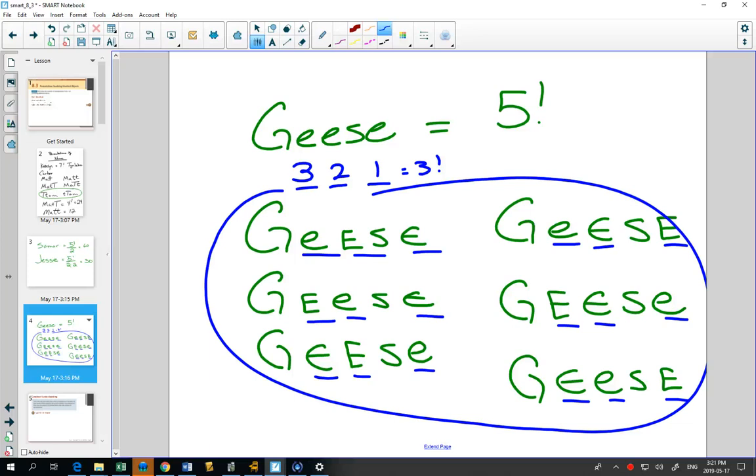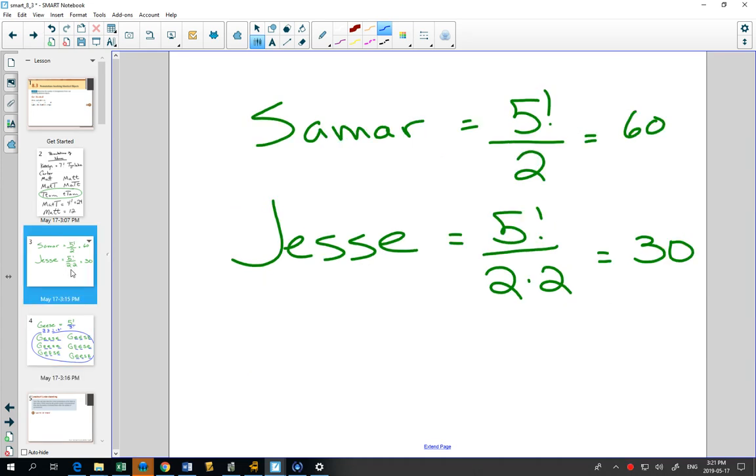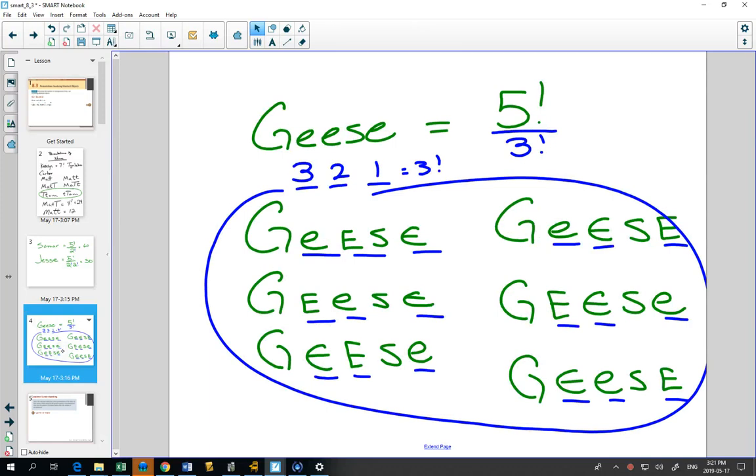And so when you have identical objects, these are all the same. That would only count as 1 permutation. So with 3 e's, we would have to divide by 3 factorial. In fact, we could have done this here because 2 factorial is 2. So technically we were dividing by 2 factorial, but it was just 2 because they're the same. But once we get to 3 of something, we would divide by 3 factorial.